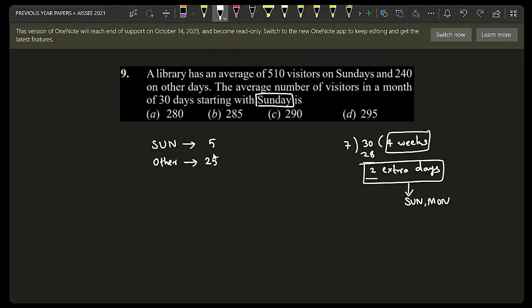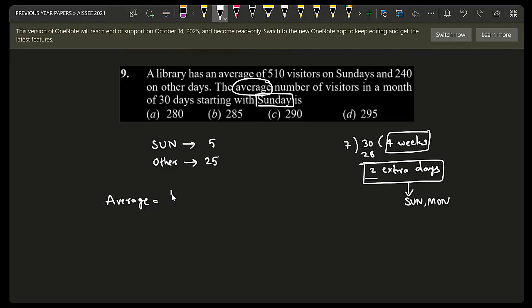So they said on every Sunday, 510 visitors are coming and on other days 240 people are coming. Now we want to calculate the average. Average, we know the formula: sum of observations by number of observations. That means the sum of all the people in that particular month divided by the number of days. So first let me calculate for Sundays.